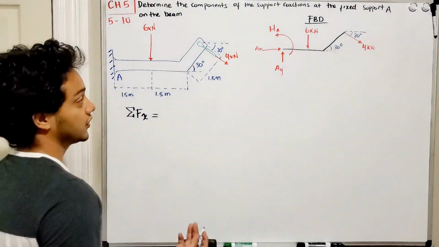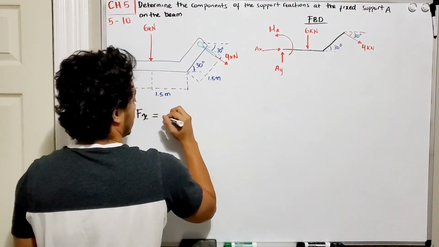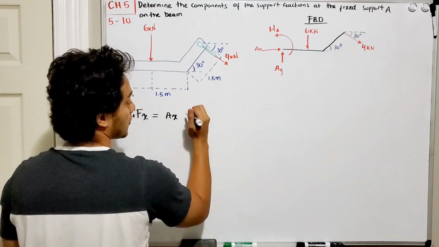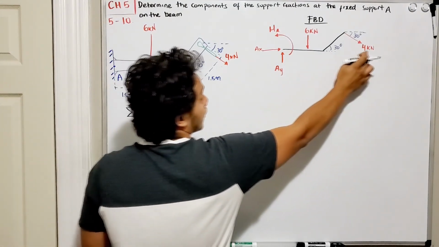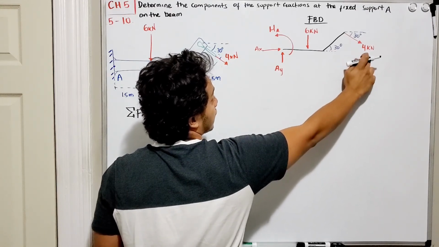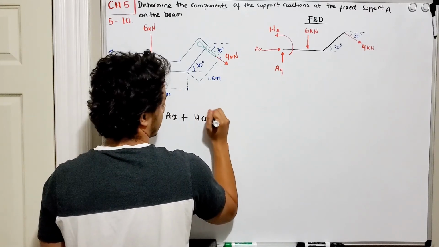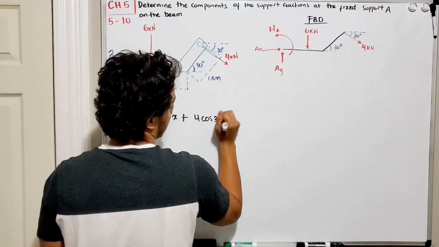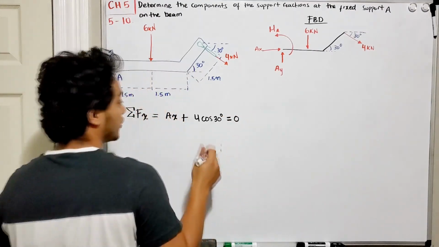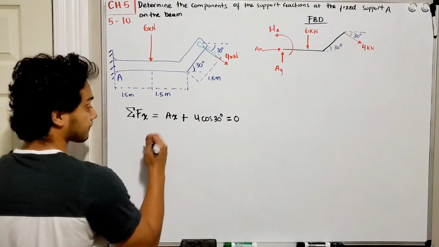So which forces act in the x direction? According to this diagram, we have Ax, the reaction of support A in the x direction, plus the x component of these 4 kilonewtons. Well, how much is that x component? It's going to be 4 multiplied by the cosine of 30 degrees, okay? And all this should add up to 0. Why 0? Because my beam is not moving, okay?